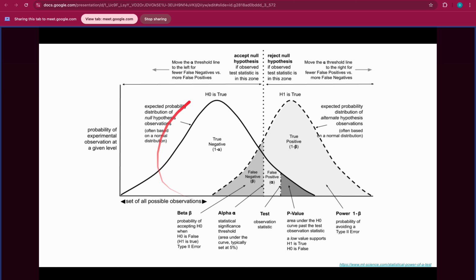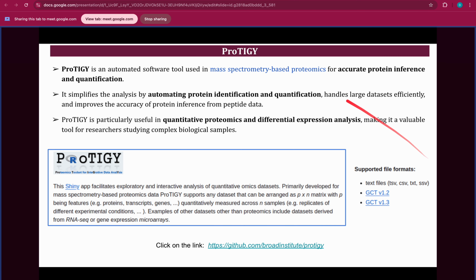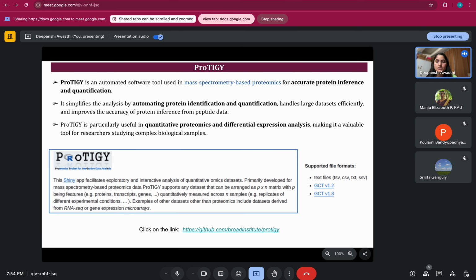This is a figure in which it is mentioned in detail, so you can go through this figure, and it will make it clearer what each of these points means. Okay, now I will talk about ProTIGY. So till now, is everything clear? When you go through these slides at home, it will be clearer, because in this class you might not get everything, but going through your slides will make the concepts clearer.